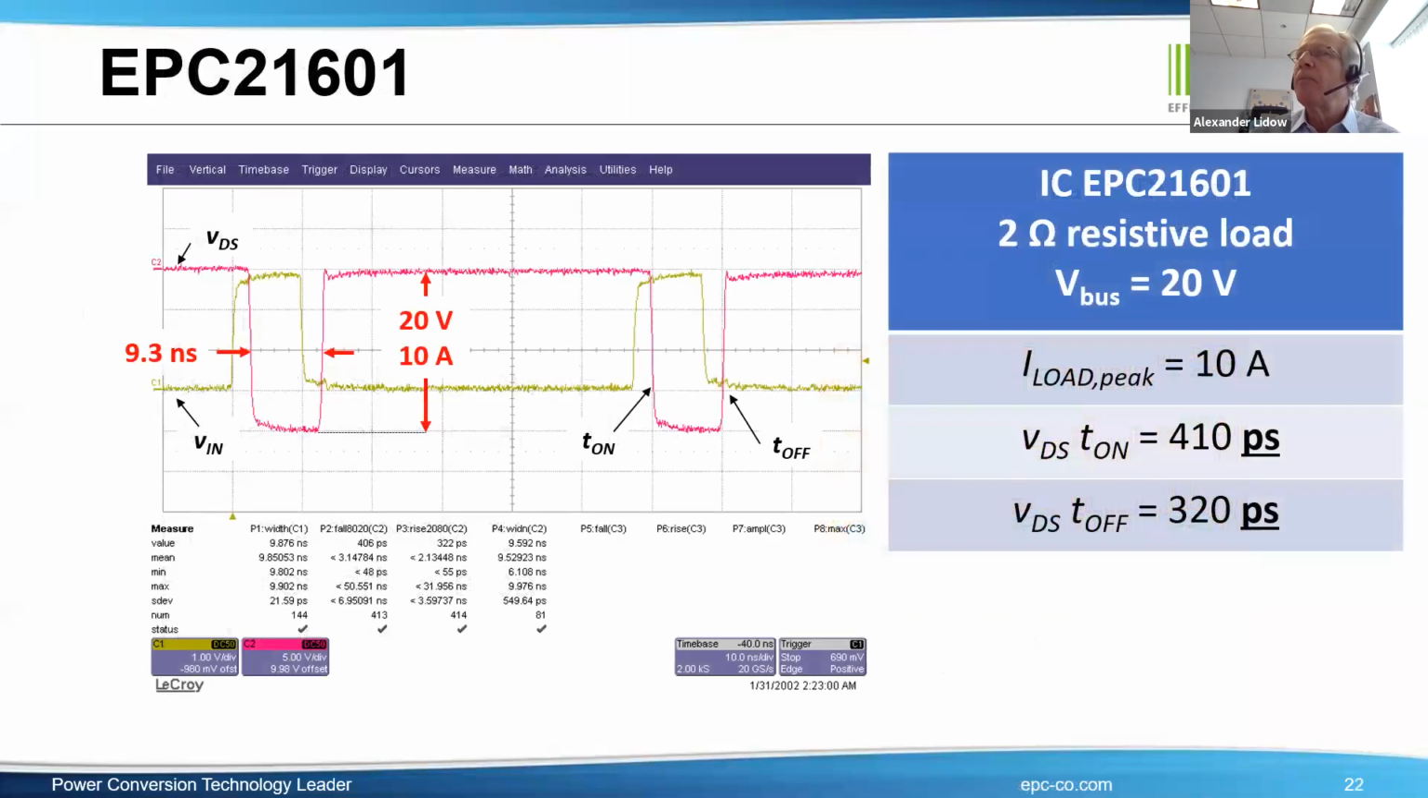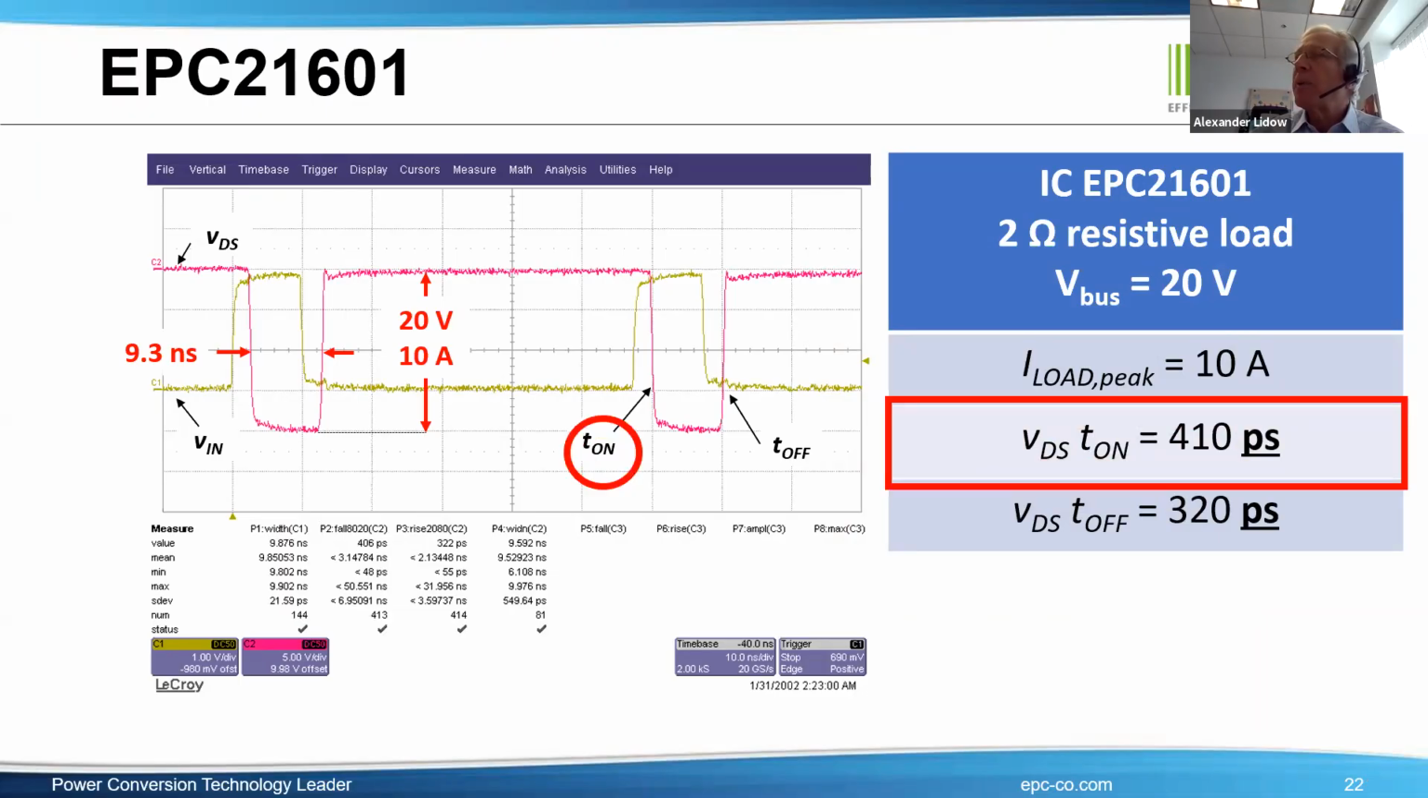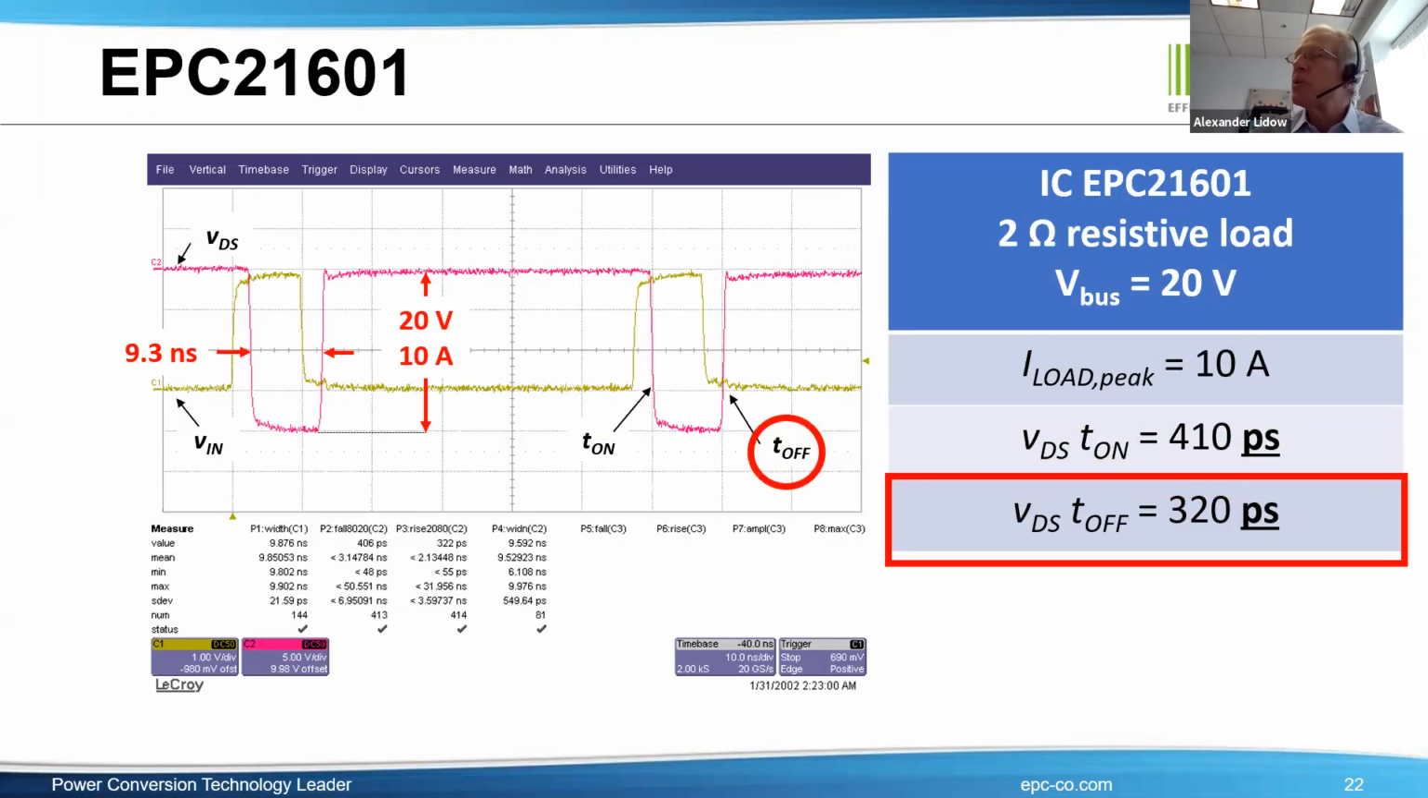Let's see what it'll do. This is an oscillogram showing you the 10 amp pulse on a 20 volt bus, which is pretty hard to achieve. And it's a 9 nanosecond wide pulse. But look at that on time, 400 picoseconds, off time, 320 picoseconds. So these things are pretty darn fast.